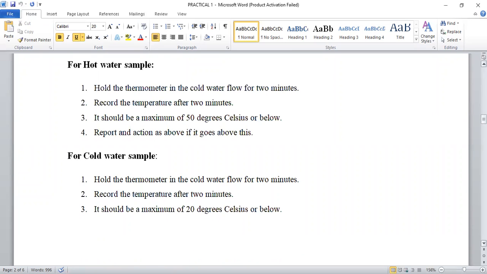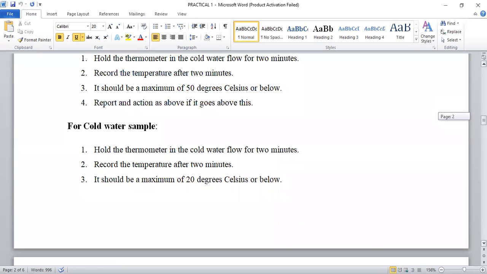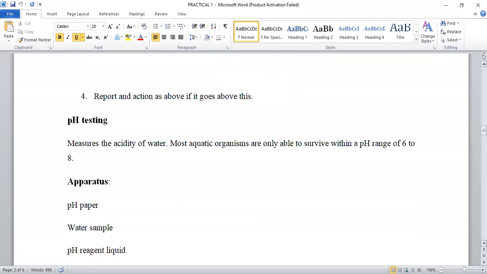For a cold water sample, we will follow the same procedure. We will hold the thermometer in the cold water flow for 2 minutes. Then we will record the temperature after 2 minutes, and the temperature should be 20 degrees Celsius or below. If it exceeds this, we will report it and take action.